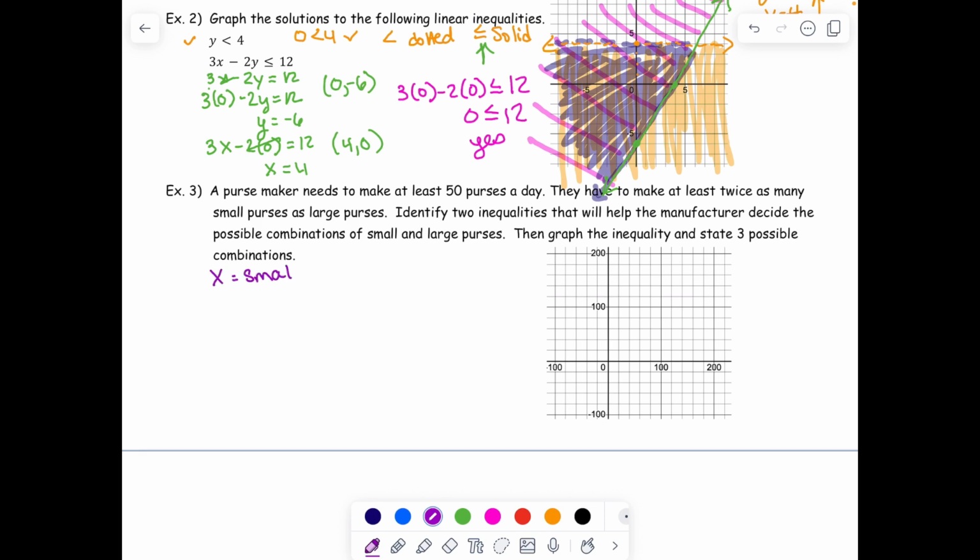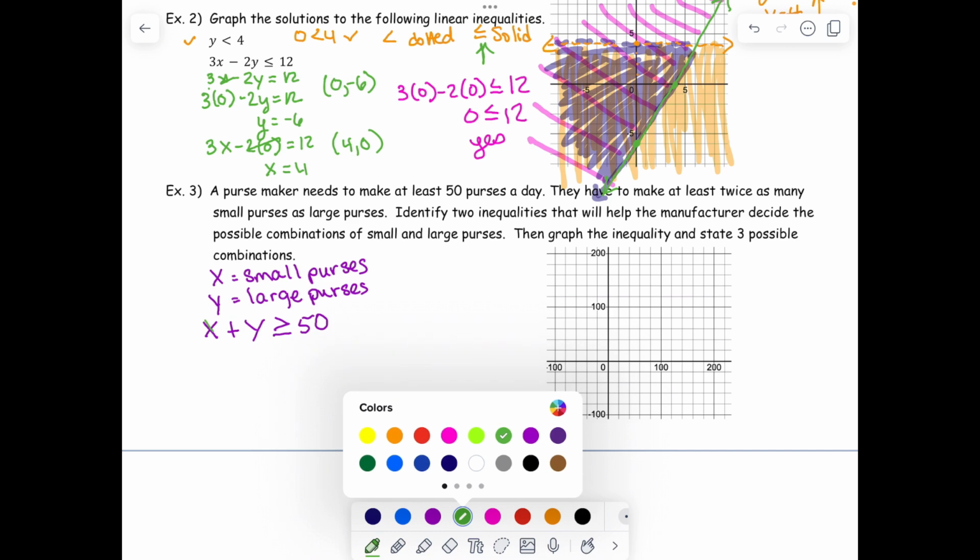We're talking about small purses and large purses. So first of all, we know that the amount of purses altogether have to be greater than or equal to 50 because I need at least 50, which means a number that would be at least 50 would be like 53, right? So if I put 53 here, that would be bigger than 50. So that's how you can remember which way it would go. So let's graph that one first.